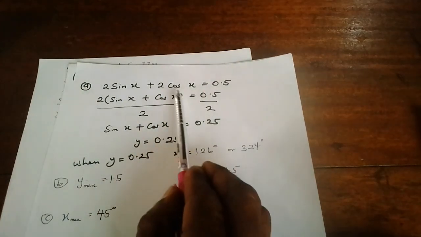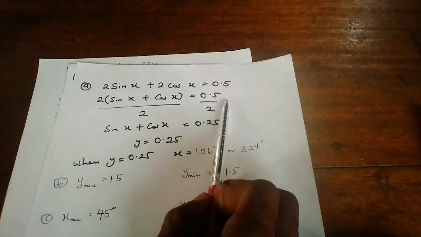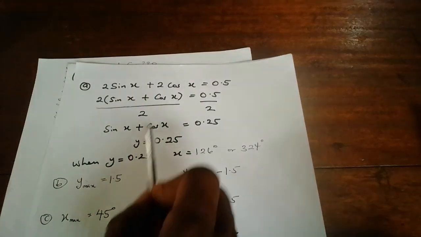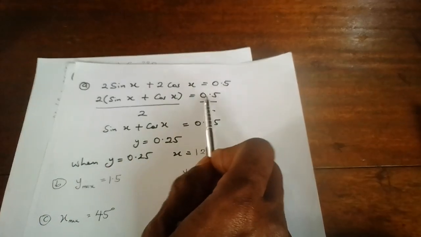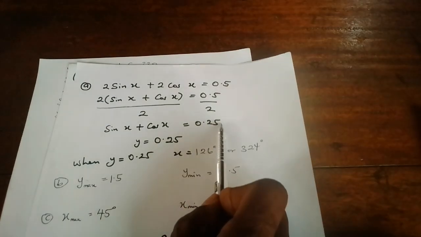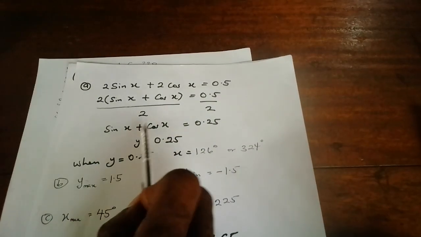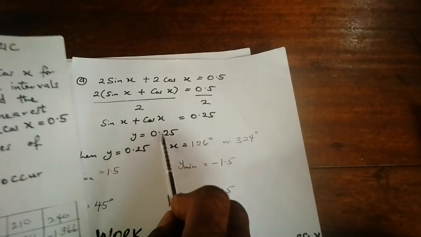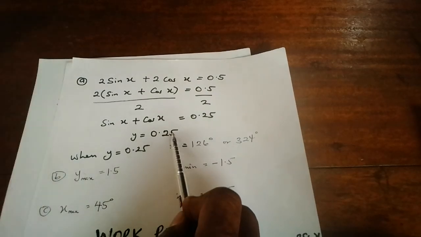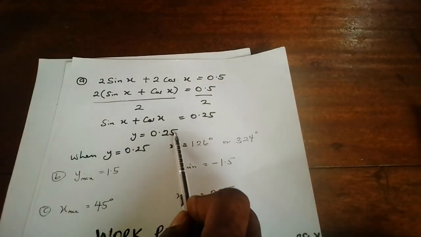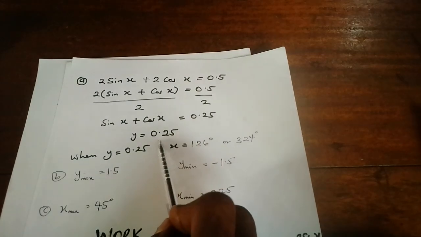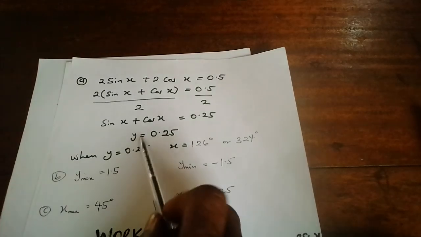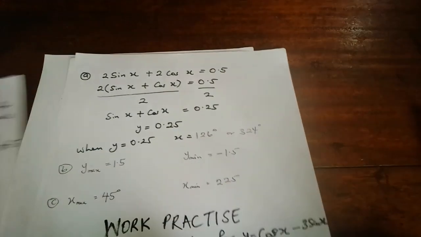Cos x. Everything inside the bracket is equal to 0.5. So you divide both sides by 2 so that you only have sin x plus cos x on this side. Then 0.5 divided by 2 will give us 0.25. So you know sin x plus cos x represents your y. So that means you put y there, equal to 0.25. What this means is that when y is 0.25, what will be the value for x?